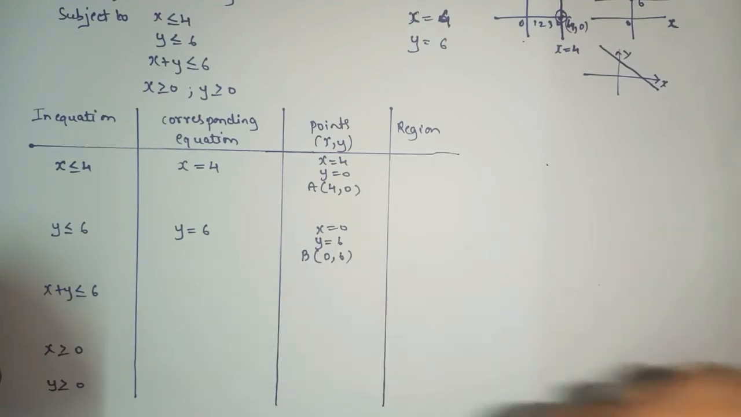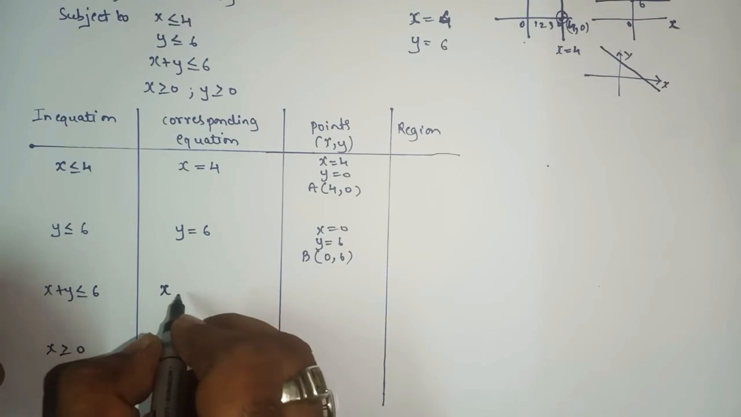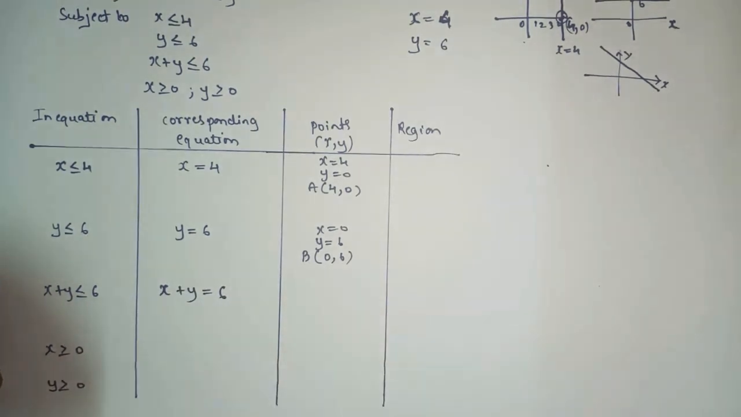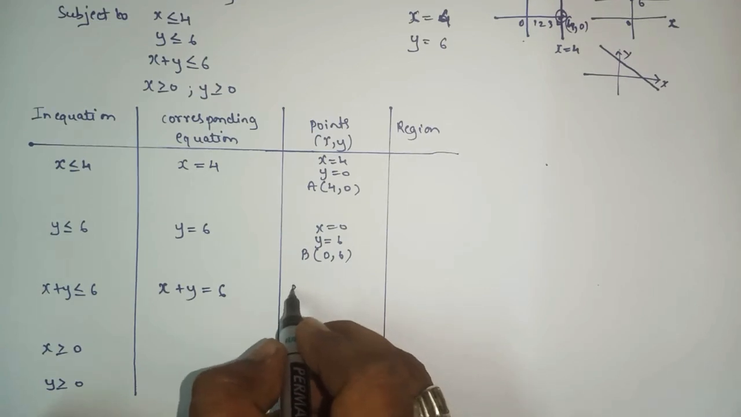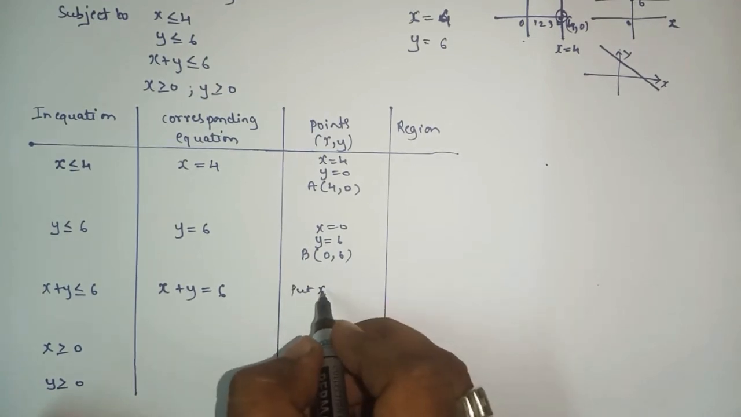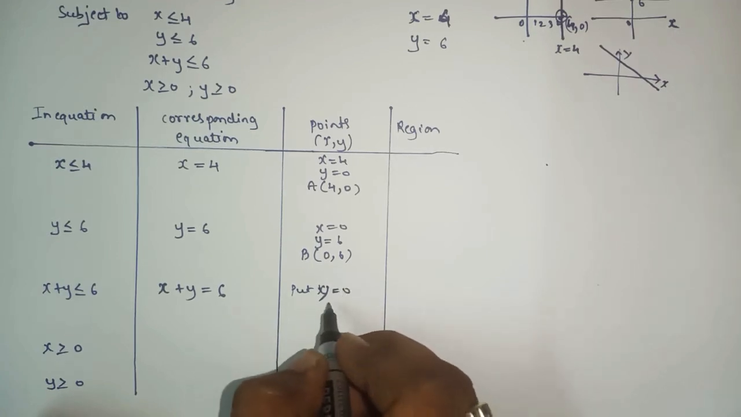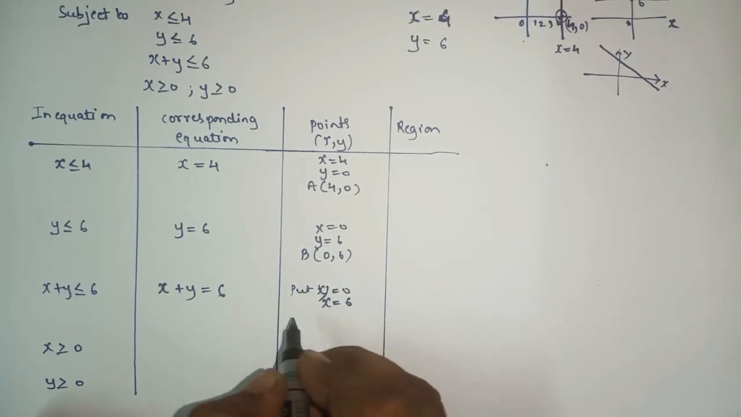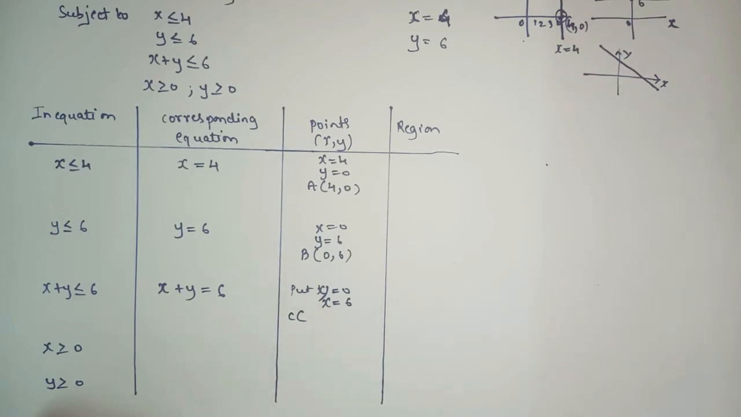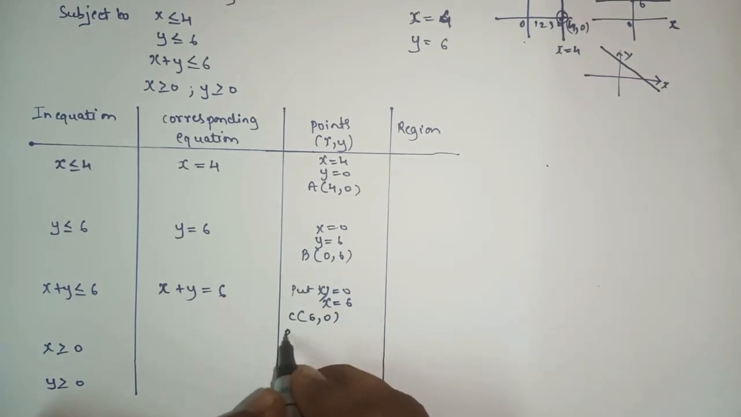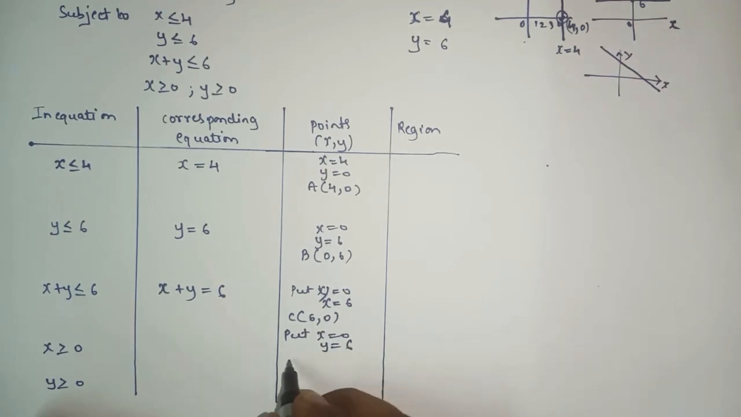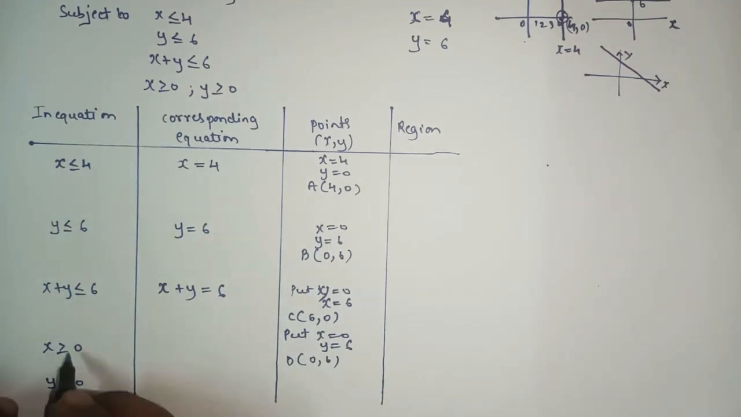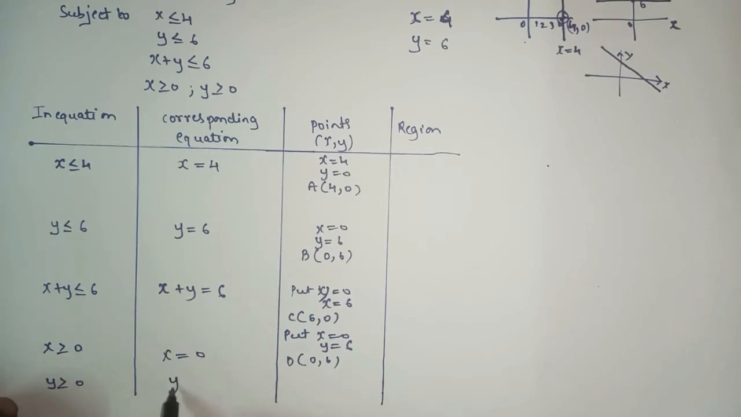So here we'll get c and d. Okay, so this will be what? X plus y equal to 6. So first we'll put y equal to 0. So x will be what? 6. Okay, so c will be 6 comma 0. Now in the second case we'll put x equal to 0, so the value of y will be what? 6. Yes or no? So d will be 0 comma 6. What about these 2? X will be equal to 0 and y will be equal to 0. Okay, here no need of writing any point.